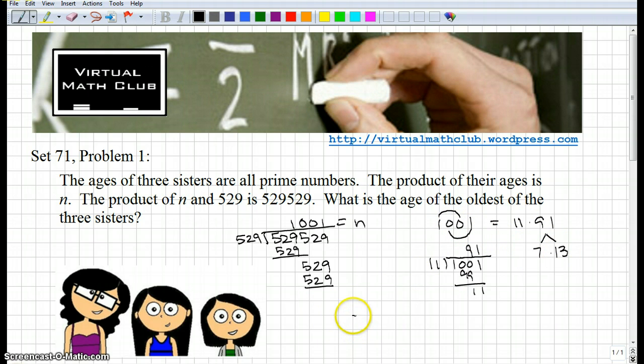And we have three sisters, and their ages are all prime numbers. So the ages of these three sisters are 7, 11, and 13. So the age of the oldest sister has to be 13 years old. So there you go.